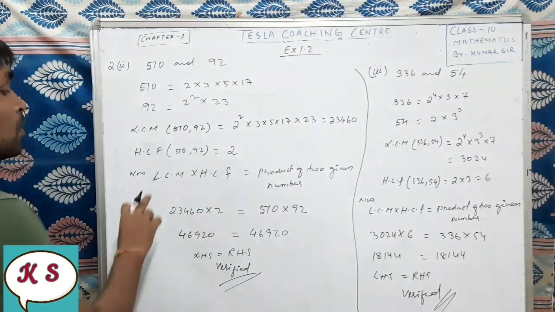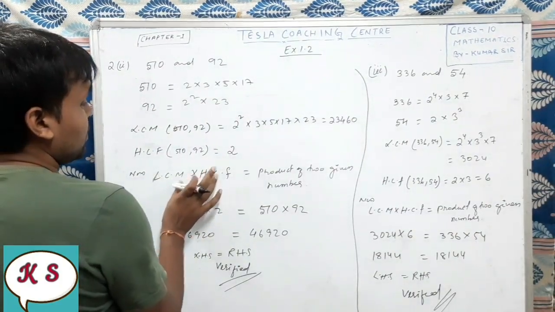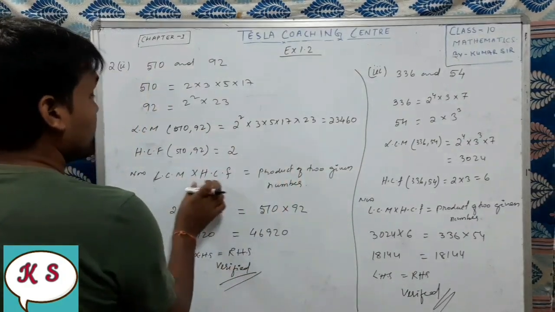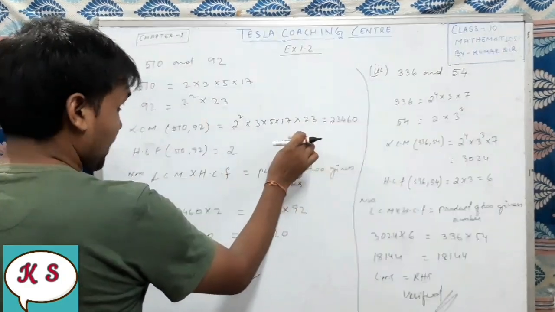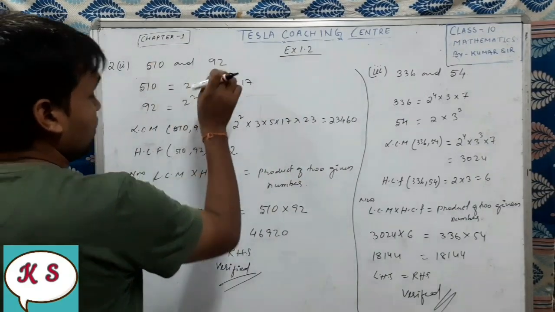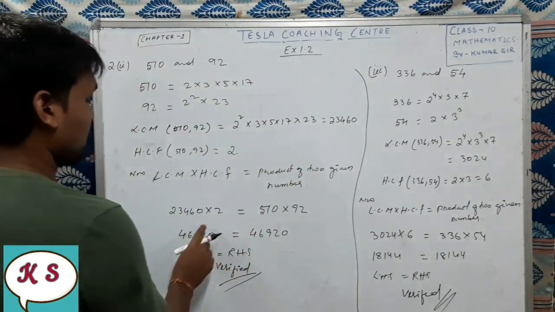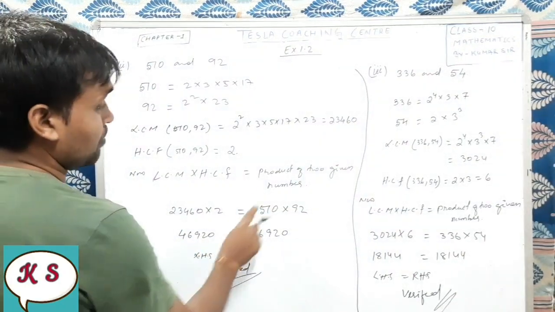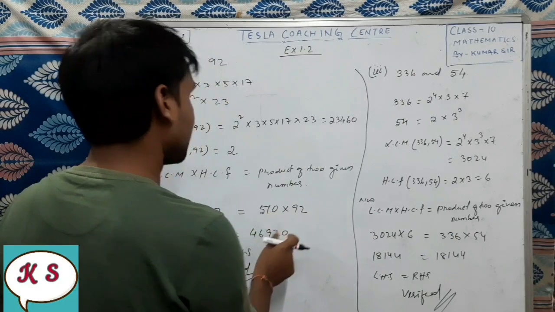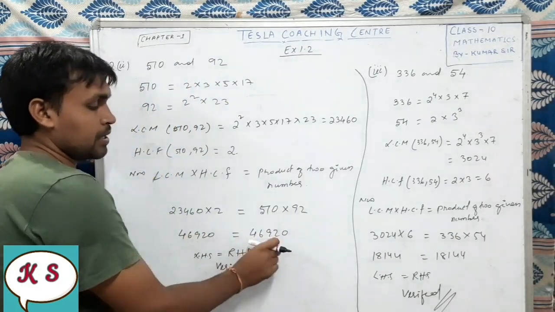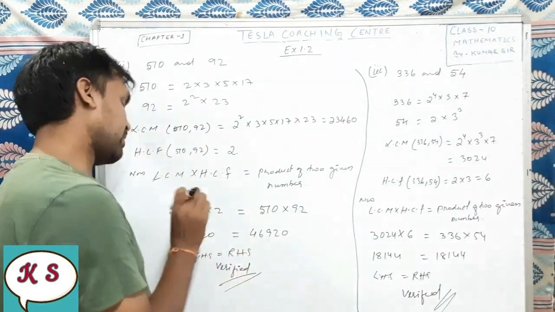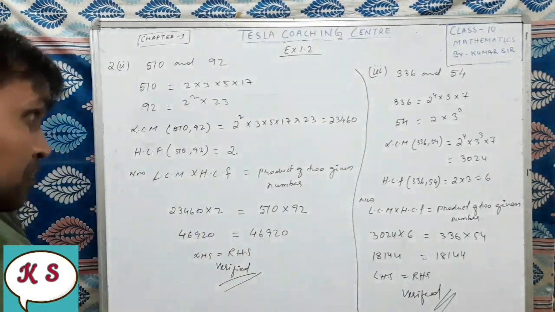Okay. Now we have to prove LCM into HCF is equal to the product of the two given numbers. Means LCM and HCF, whatever we got, if you multiply, you should get equal to the product of 5, 10 and 92. That is the given numbers. So we have multiplied, we got 4, 6, 9, 2, 0, and the product of the two given numbers, 5, 10 and 92, when you multiply this, you are getting the same. That means LHS and RHS are coming equal. Therefore, this is what they are asking us to verify. So it is verified. Okay.